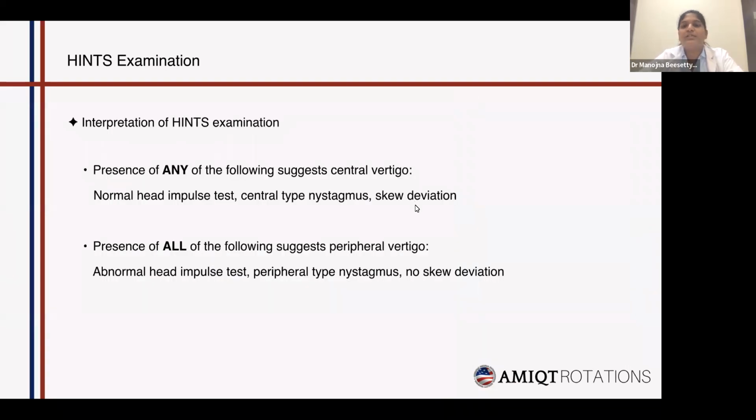So how do we interpret the HINTS examination? The presence of any of the following suggests a central vertigo: at least one of either a normal head impulse test, a central type of nystagmus, that is a bidirectional nystagmus, or a positive skew deviation. And the presence of all of the following suggests a peripheral cause of vertigo: an abnormal head impulse test, a peripheral type of nystagmus, that is horizontal and unidirectional nystagmus, and a negative skew deviation test.